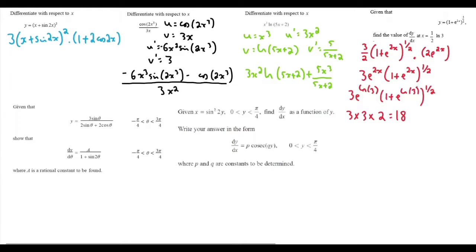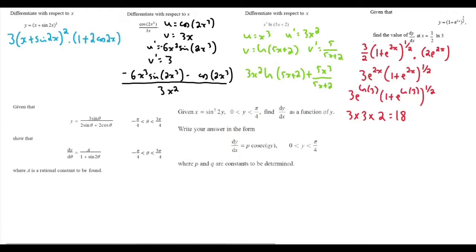I suppose in theory you could also say that it would be minus 18 because you could have a plus and a minus square root. However, you obviously can't have two gradients at the exact same point. Therefore, we'll just go with that positive.